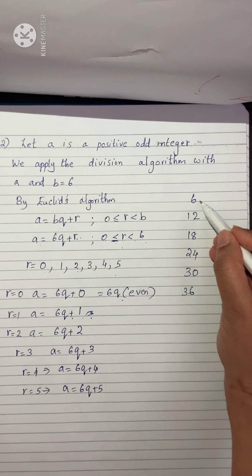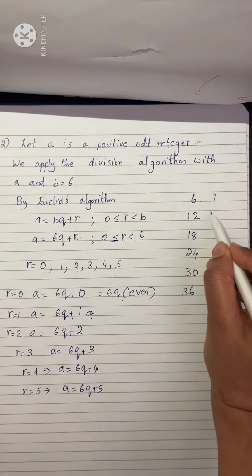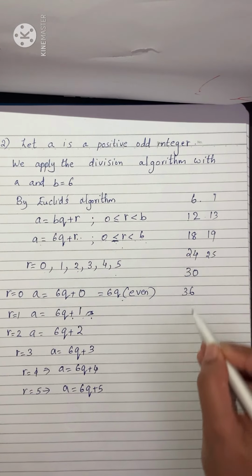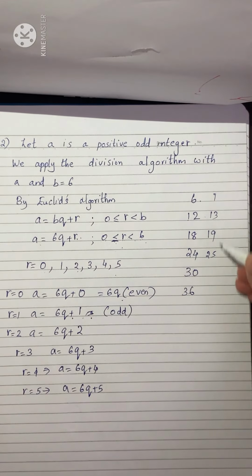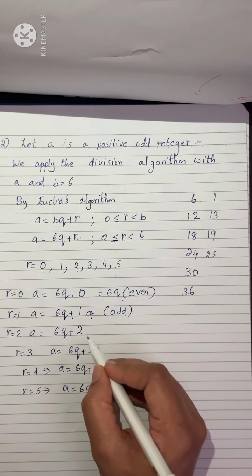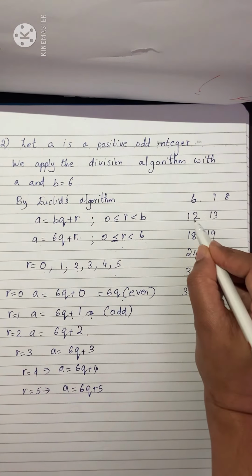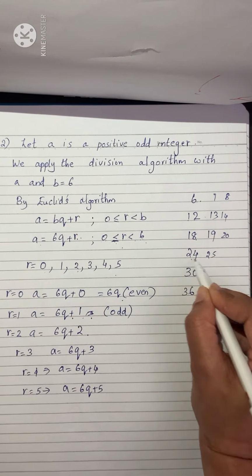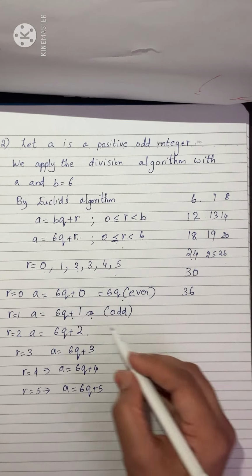Now 6q plus 1. That means 6 plus 1 is 7. 12 plus 1 is 13. 18 plus 1 is 19. 24 plus 1 is 25. Like this it will go. In 6q plus 1, all the numbers are odd. 6q plus 2. That means 6 plus 2, 8. 12 plus 2, 14. 18 plus 2, 20. 24 plus 2, 26. All these numbers are even.